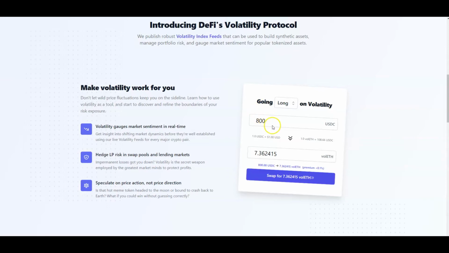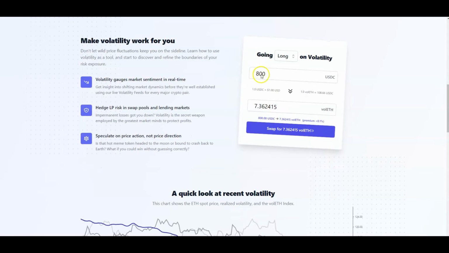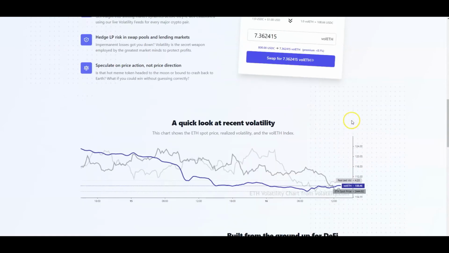So let's say you were to put $800 in. For each vol ETH, you'll be paying $108, and after a 7-day period, you'll be able to redeem that according to what the volatility was. This 800 will give you 7.3 vol ETH, and as I said, after 7 days you'll be able to redeem that. If it was to completely go up, let's say to 120, I guess you'd be getting $12 per $100 that you spend. So what's that, like $96 if it was to go your way.